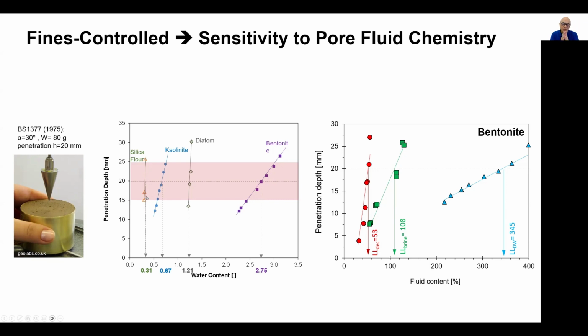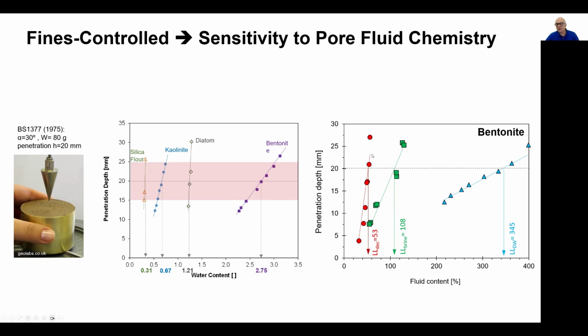It takes very little water to go from being a solid to being a liquid. That's liquefaction. Basically, a drop of water would do it. And so this is very steep. And notice that diatoms have a high water content because all the water goes into the pores, but it's still very steep because it's actually behaving like silica flour or like a silt. However, with a high water content because much of the water went into the pores.